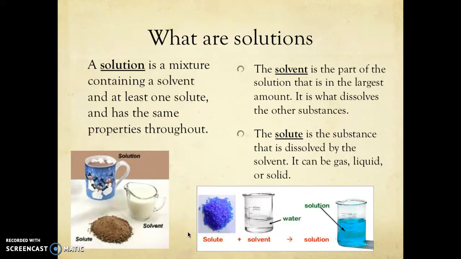So anyways, a solution has two parts, at least two. There's the solvent, and that is the part of the solution that is in the largest amount. This is the one that does the dissolving. It dissolves the other substances. So in the example of Kool-Aid, the water would be the solvent because that's what's dissolving the Kool-Aid powder.